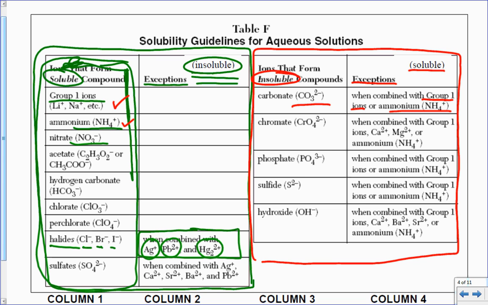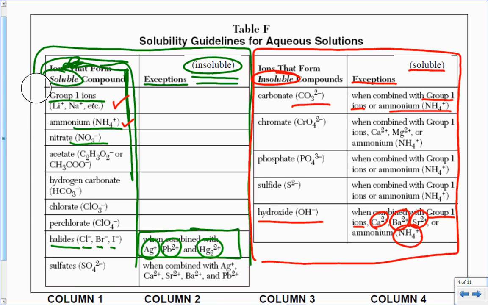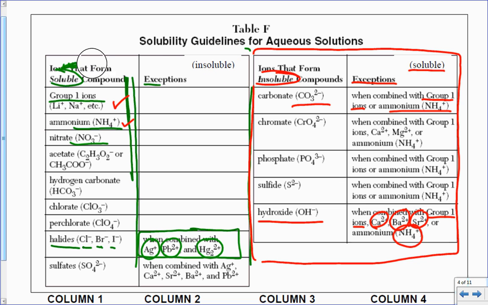This is how we read it. Hydroxide, OH: all hydroxides are insoluble except when they're with a group 1 ion, calcium, barium, beryllium, or ammonium. So this is how we read it. I'm going to erase this here and give you just another little way to look at it.